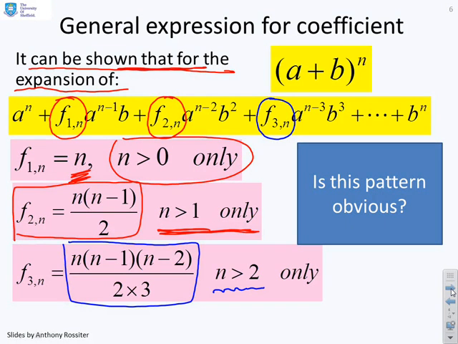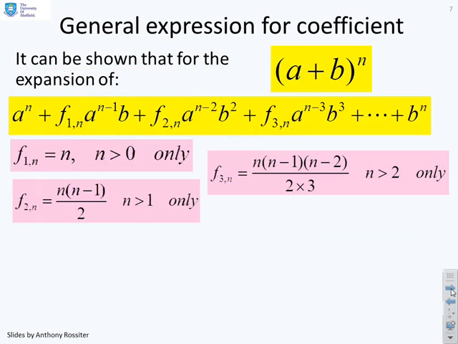Is there a pattern as you go from f1n to f2n and f2n to f3n? If you recognize this pattern, you're more likely to recognize the general form that you will need just in case you need a coefficient for a high power.